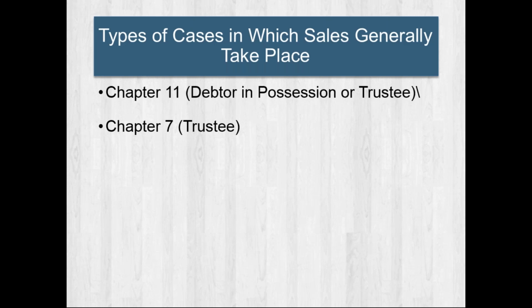Obviously, in Chapter 7, there are trustees appointed immediately upon the commencement of the case. There's a provision of the Bankruptcy Code, Section 541, that talks about what assets become part of a bankruptcy estate. Obviously, real estate owned by the debtors immediately becomes an asset of the estate on the commencement of the case. And the trustee in a Chapter 7 is tasked with the responsibility of liquidating all assets and making distributions to creditors. So to the extent there are real estate assets in a Chapter 7 case, there is a strong likelihood that those assets will be sold.